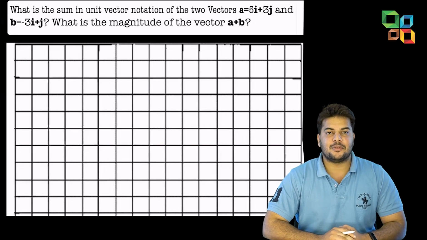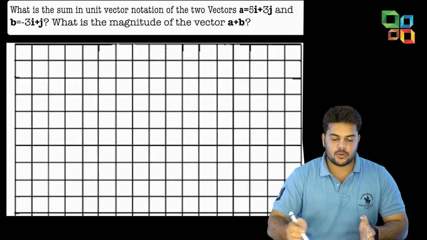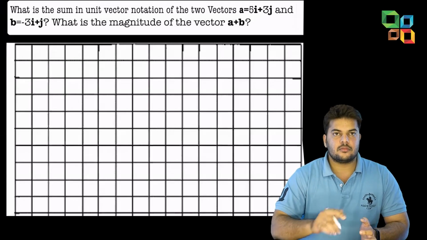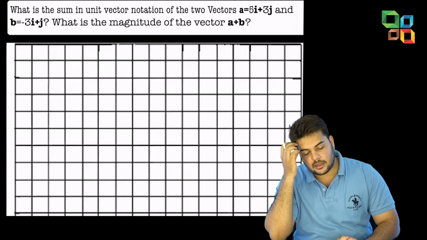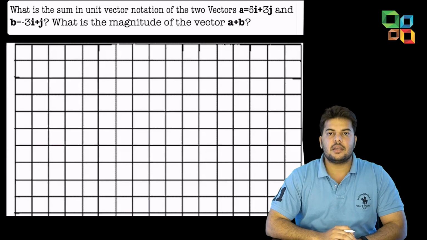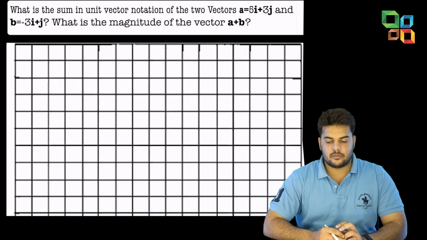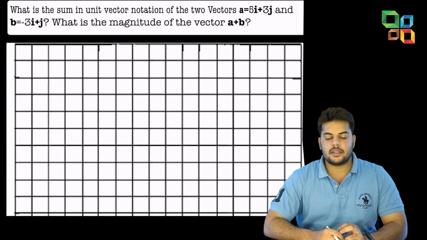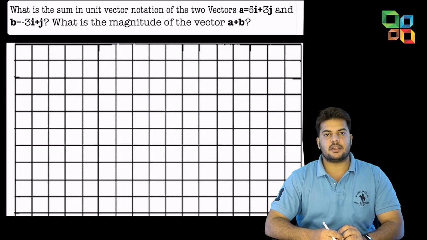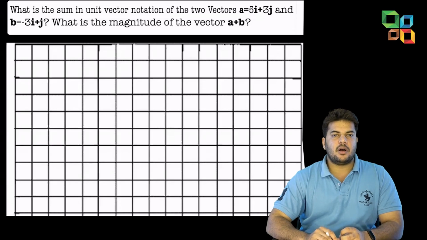So what was I doing until now, right? The problems begin now. What is the sum in unit vector notation? I hope you know what unit vector notation is. Unit vectors are I and J vectors. What is the sum in unit vector notation of the two vectors a is 5i plus 3j? First you draw that out, and b is equal to negative 3i plus j. What is the magnitude of the vector a plus b? You know what a plus b is, right? And according to the triangular law. Remember how to find magnitudes?